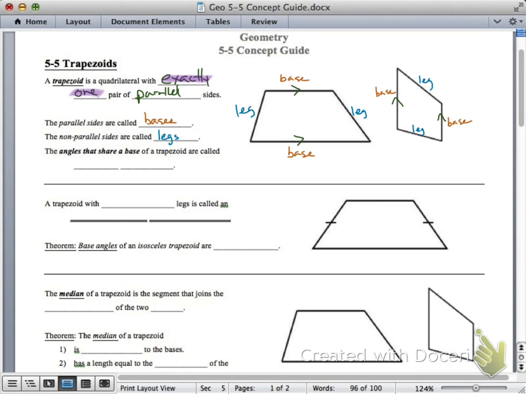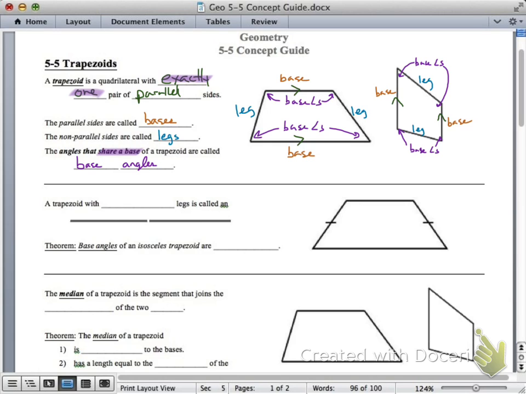Do you remember isosceles triangle where we had a base and then the two congruent sides were legs? Well, that's the same kind of idea here with trapezoids. The angles that share a base of a trapezoid are called base angles, just like they did with isosceles triangle. But there are two sets of base angles here in a trapezoid. Those are very important terms for us to be able to communicate effectively about trapezoids.